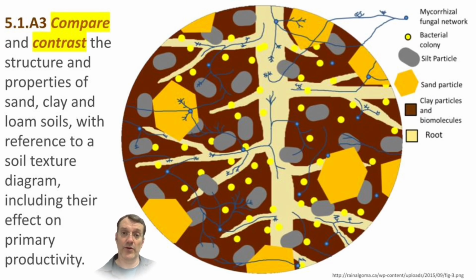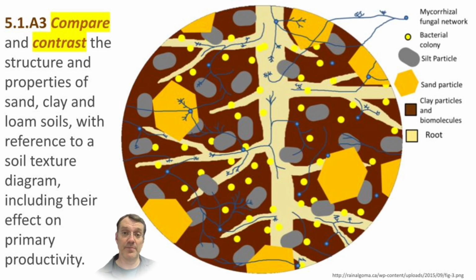Sand, being the largest particles with the largest gaps between them, tends to drain well. It tends to aerate quite well, meaning it allows more air into it. With too much clay, because the particles are so small and pack so tightly together, they inhibit drainage and hold water, so they tend to get waterlogged.